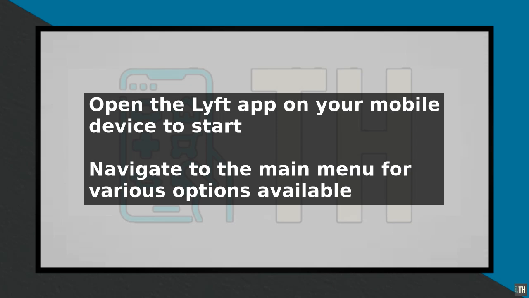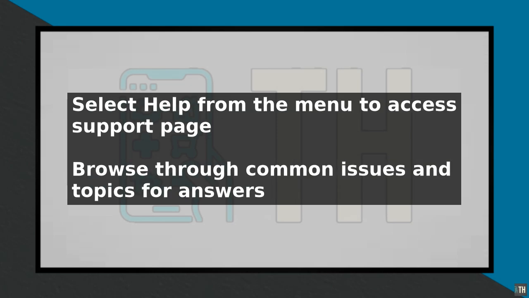On this page, you will find a list of common issues and topics, such as earnings, ratings, and safety. Browse through these topics to see if your issue is addressed. If you cannot find the answer to your question, tap on Contact Us at the top right corner of the screen. This will prompt you to choose the type of issue you are experiencing, such as a missing item, a trip issue, or a general question. Select the category that best fits your issue and follow the prompts to provide more details.